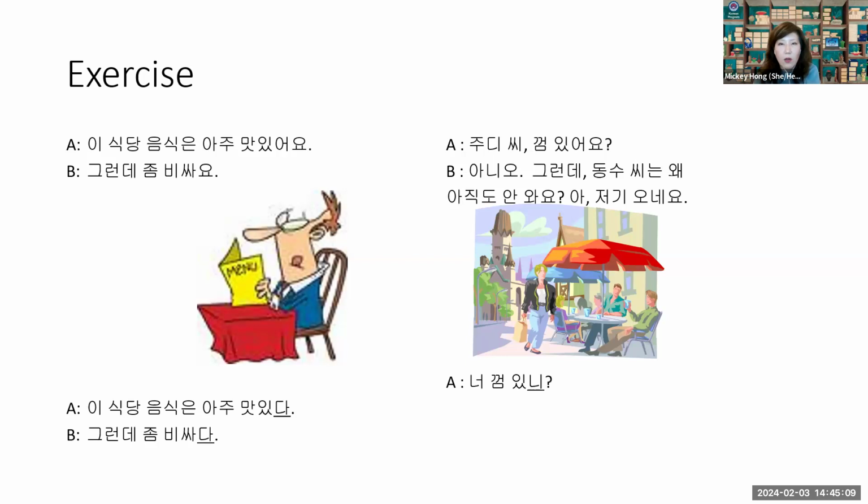너 껌 있니? 너 껌 있냐? 너 껌 있어? Any of the three would be fine. 아니. 그런데 동수는 왜 아직도 안 오니? 왜 안 오냐? 왜 안 와? Any one of these three would be fine. Okay? 다 is only for statements, so you cannot have 오다 as a question. 아, 저기 온다. Okay? 저기 와. He's coming.